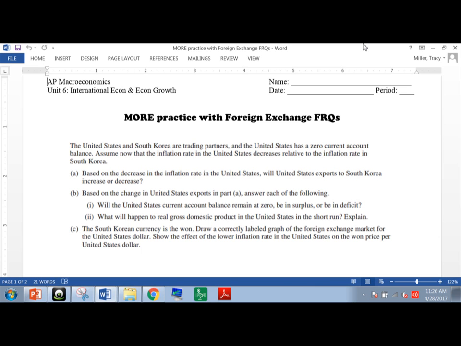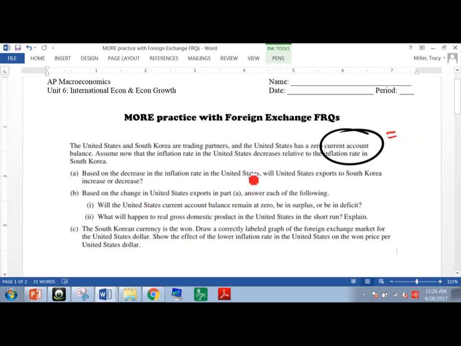Okay, so the United States and South Korea are trading partners, and the U.S. has a zero current account balance. So one of the things that this can remind you is, what is the current account? The current account is the movement of goods and services in exchange for cash across international boundaries. And so basically the money that's coming in and going out of the United States is equal right now.